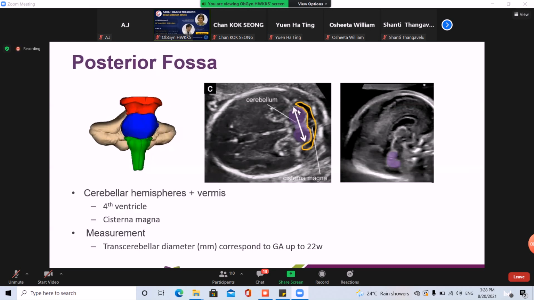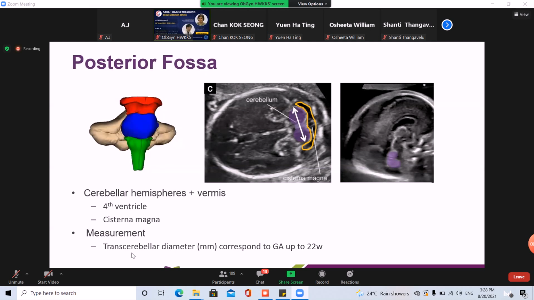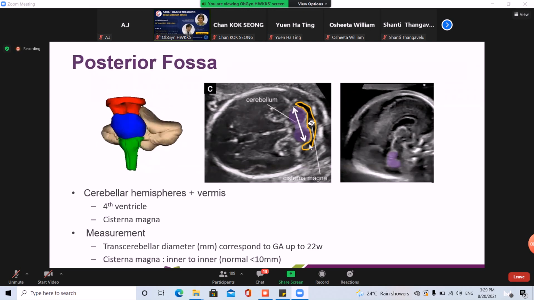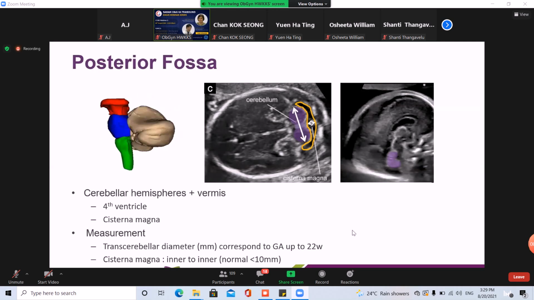So we take measurements. We take the transcerebellar diameter from outer to outer, and we know that the transcerebellar diameter corresponds to the gestational age up to 22 weeks. It means that for 18 weeks, the transcerebellar diameter will be 18 mm, 20 weeks, 20 mm, 22 weeks, 22 mm. And if the cisterna magna looks abnormal, we will also measure the cisterna magna from inner to inner, and the normal value is less than 10 mm, just like the ventricle.